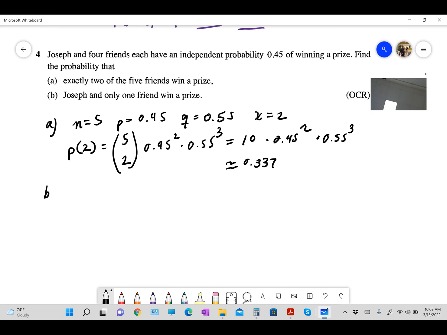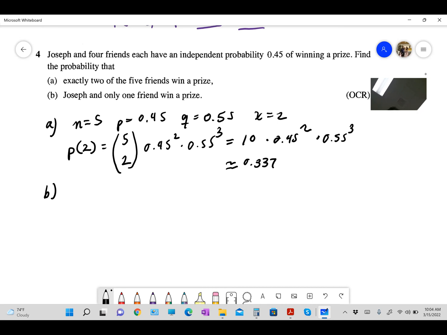Now, part B was the interesting question and one which we took some time discussing and trying to figure out because we didn't know where to go. So it says, find the probability that Joseph and only one friend win a prize. So first thing you guys were saying, well, that means the same thing as A, and it's not. It kind of does, but it doesn't. What you have to realize is that it says Joseph and only one friend wins.